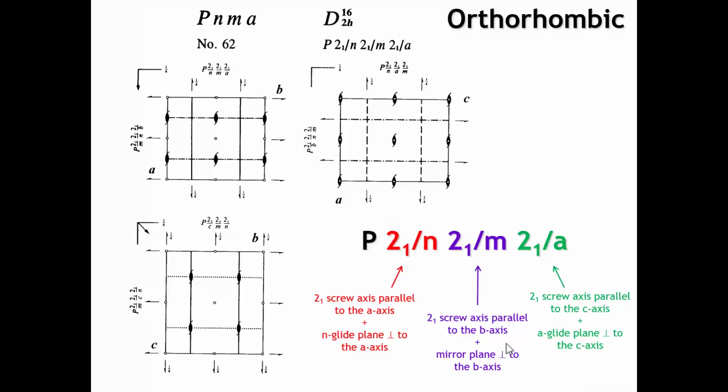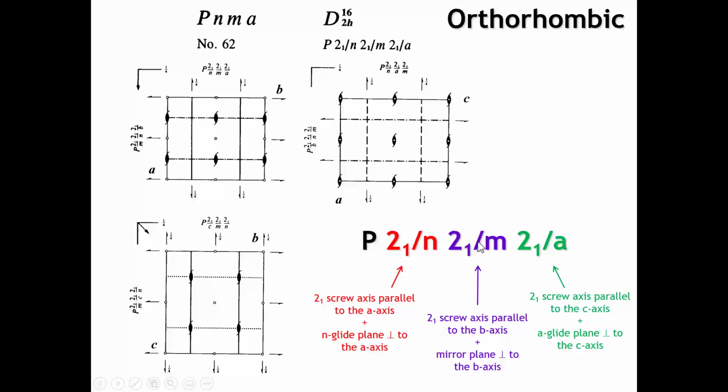All right, let's look first at the orthorhombic, maybe the most straightforward one we're going to see in this lecture. This is the diagram for the orthorhombic space group PNMA. Okay, and that's the short name. The long name of this space group is P 2 sub 1 over N, 2 sub 1 over M, 2 sub 1 over A.